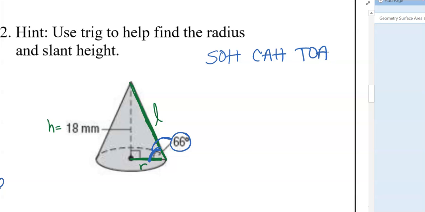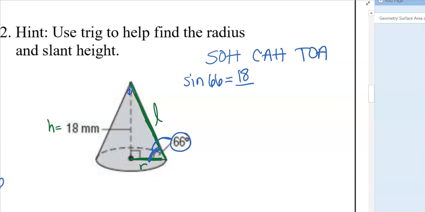And these stand for the different trig ratios, right? So the SOH means that when you take sine of an angle, so if I wanted to take sine of my 66-degree angle, I set that equal to a ratio that has the opposite over the hypotenuse. What's opposite of 66 in this triangle? 18. 18 would be the opposite, the side of the triangle that doesn't touch the angle.